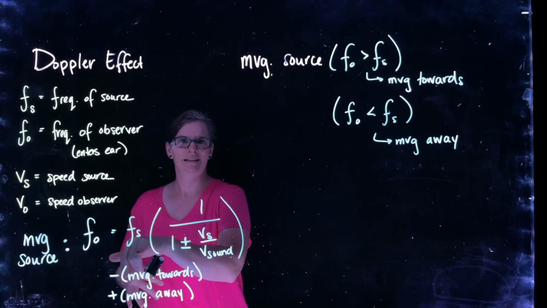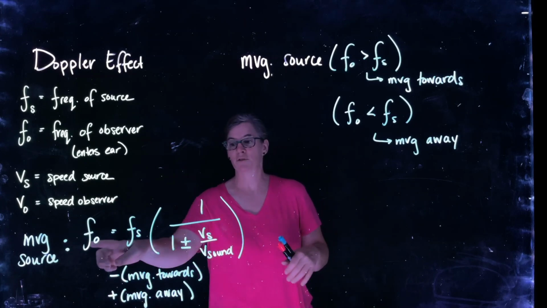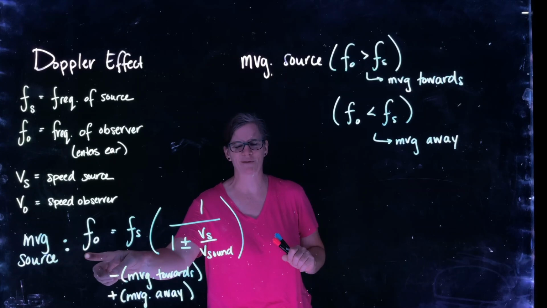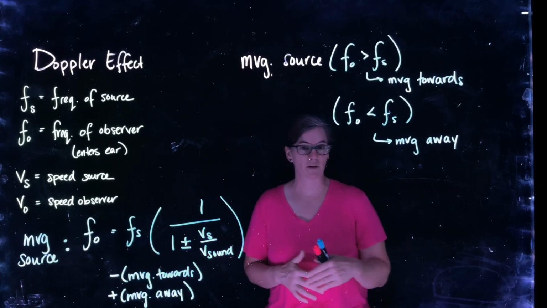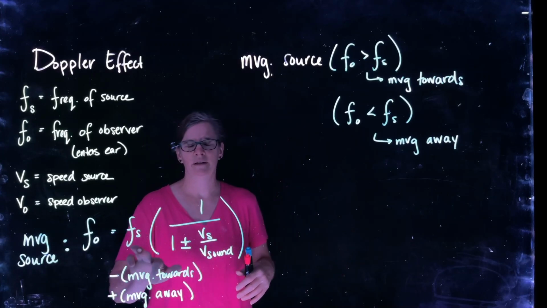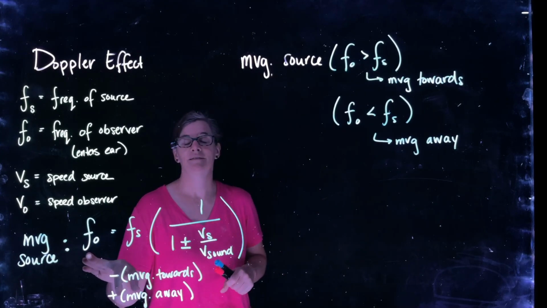increases my frequency. So I get an observed frequency that's larger than the source frequency. 1 divided by a small number is a number greater than 1. A number greater than 1 times the frequency of the source gives me a greater observed frequency.